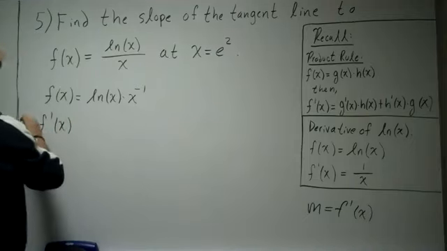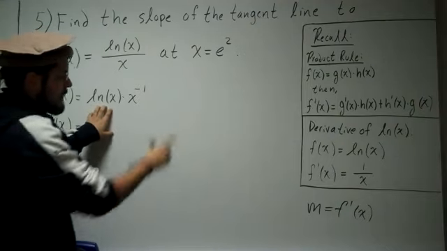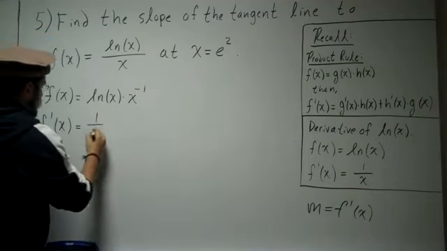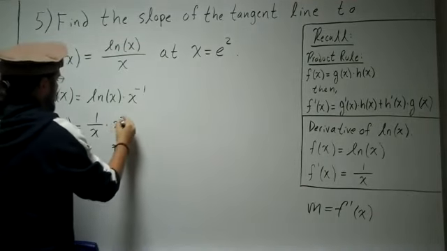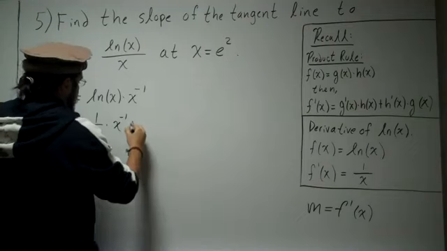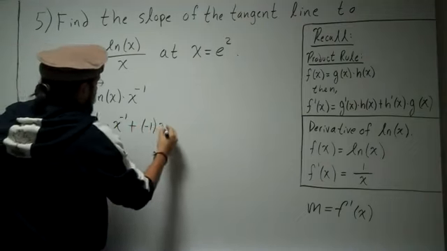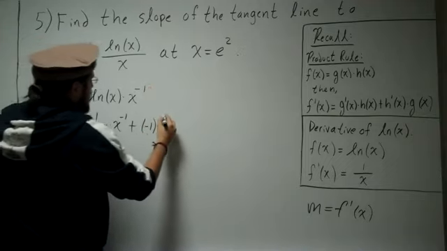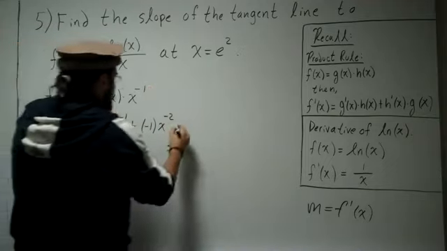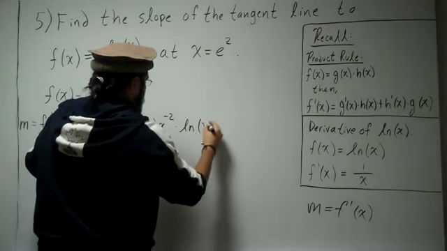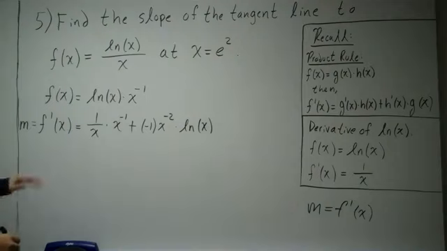Now we're doing the calculus. Okay, so the derivative of ln of x is 1 over x times just h. That's going to be x to the negative 1 plus the derivative of x to the negative 1. That's negative 1 times x to the negative 1 minus 1, negative 2, times g. So just times ln of x. Okay, so the calculus part is done. Now we can go ahead and do some algebra.